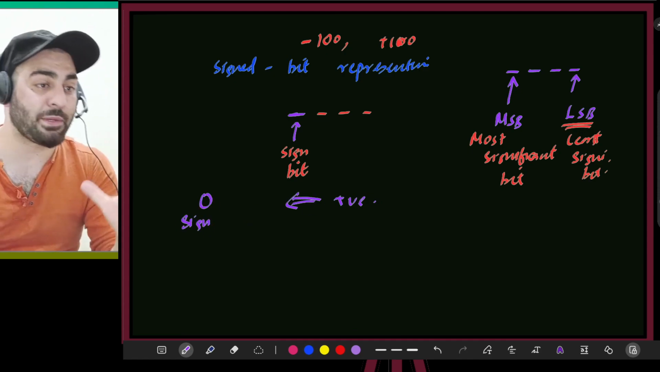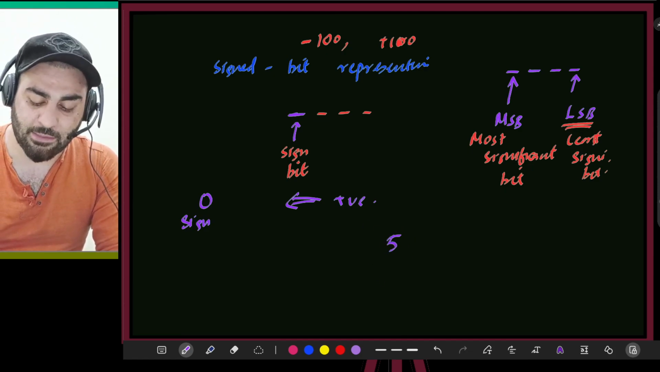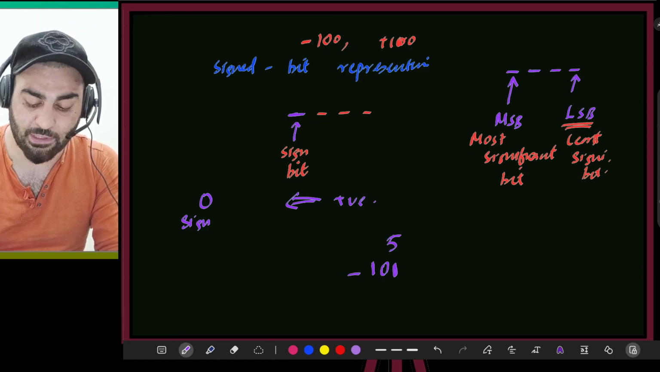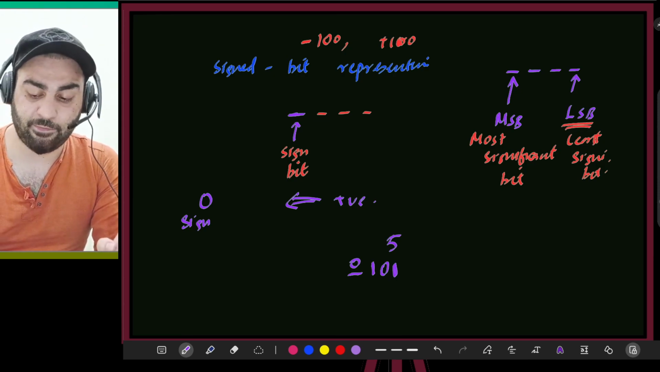Let's say you have to represent 5. You know that 5 in binary is represented by 1, 0, 1. This is 5. But you will use one additional bit to represent the sign. So here 0. This will be +5. Is it clear? Everybody with me?